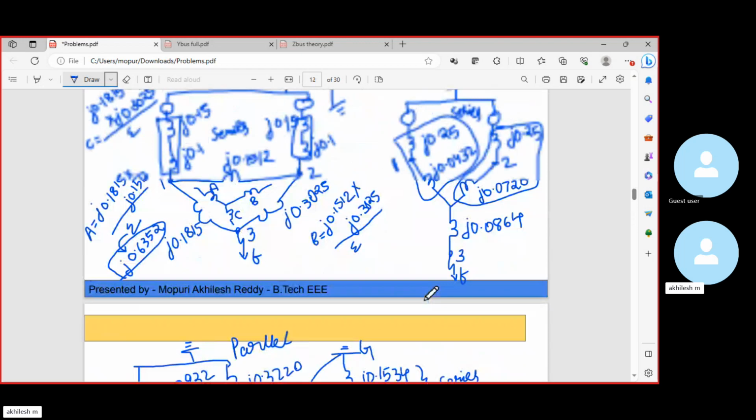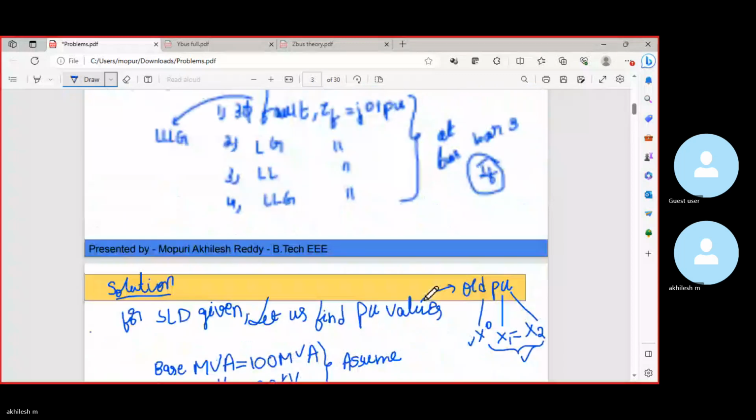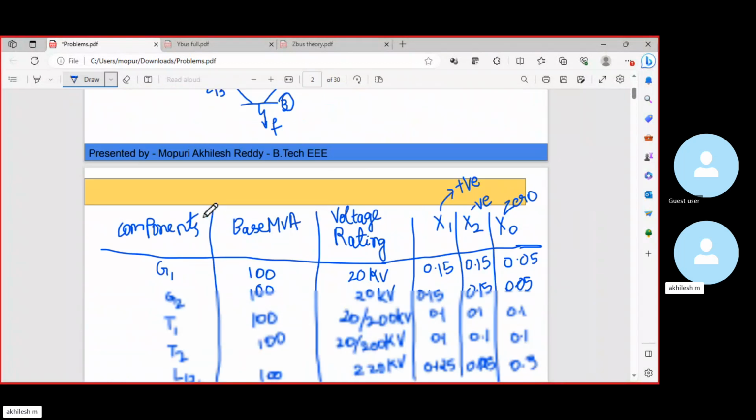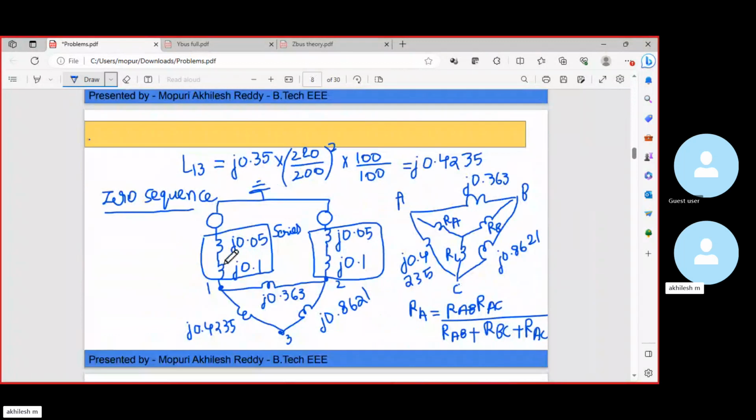So if we see this, what are the connections? In primary side, both sides it is star with neutral grounded. So let us go to the zero sequence diagram. This connection is directly correct, since both sides it is star with neutral grounded. Star with neutral grounded and star with neutral grounded. Based on connections, we need to draw here. That is the small mistake we have done. Let us correct it now. Both sides it is star with neutral grounded.